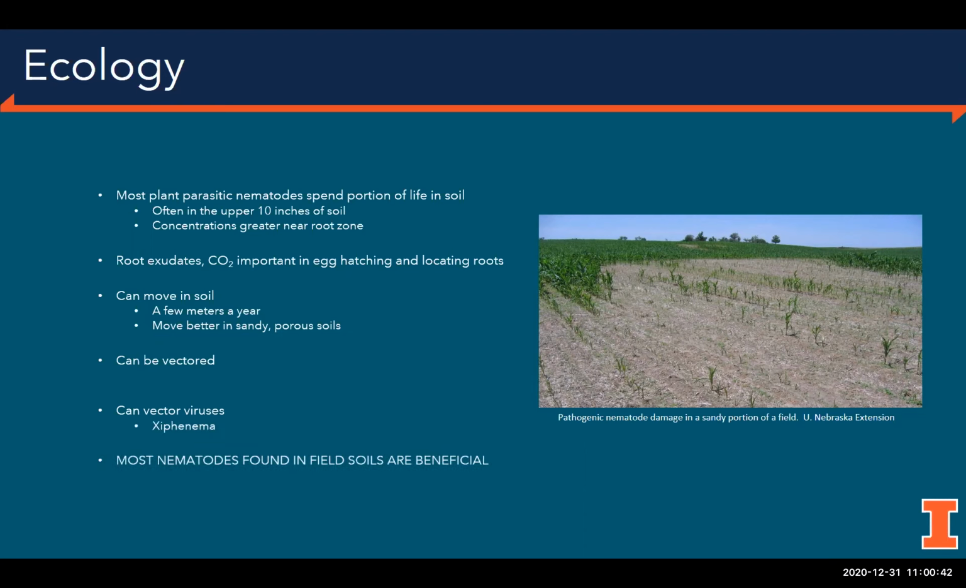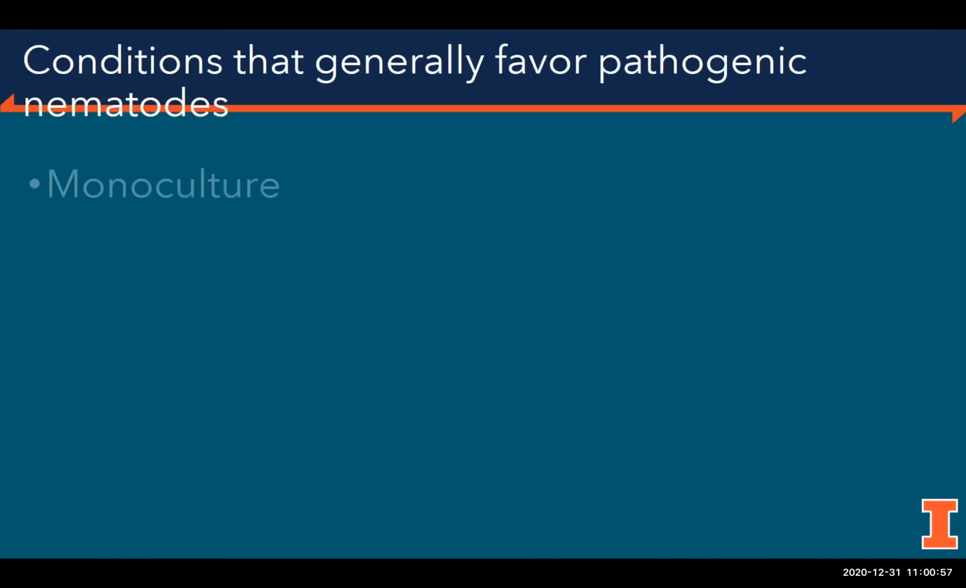But most of the nematodes that we have in our field soils are beneficial, okay? They're just a very small amount that we're dealing with that cause damage. And really it's a rare occasion where we do see them cause damage in our fields. So what are some things that favor nematode development and building up to populations that can cause significant yield losses?